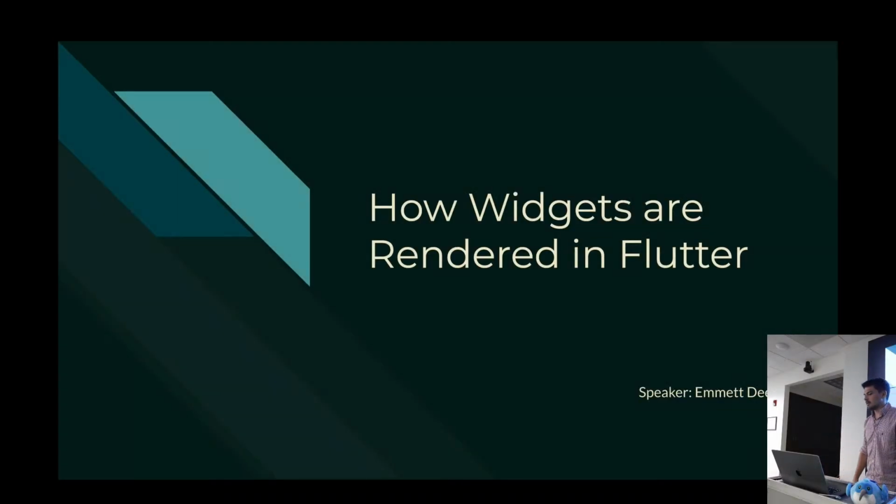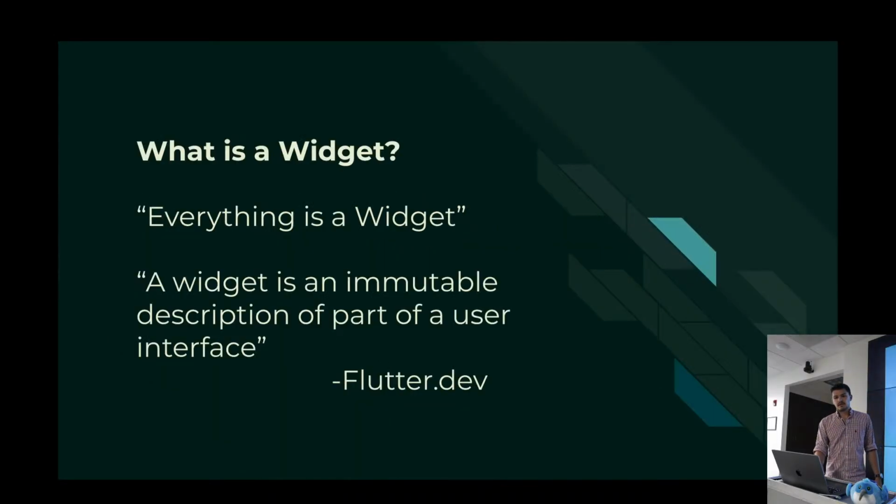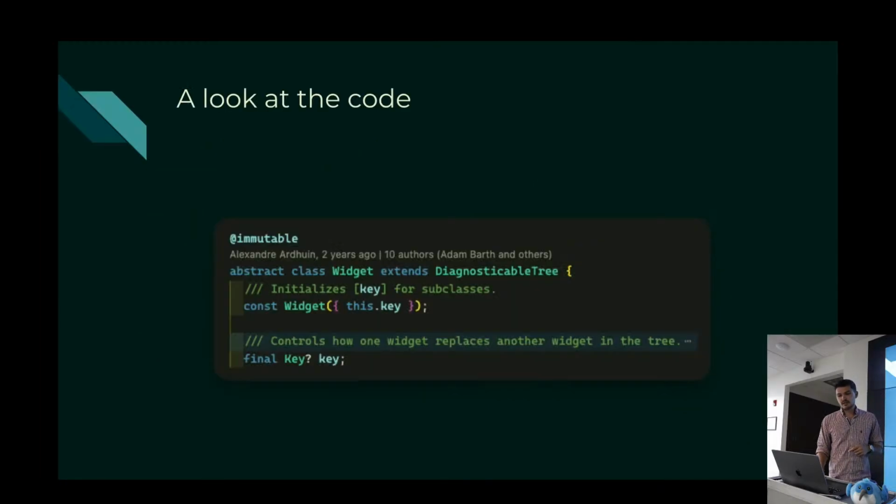Today we're going to be talking about how widgets are rendered in Flutter. So first off, what is a widget? A lot of people in Flutter, when you're getting started, will just say everything's a widget, because when you first get exposed to it, that's truly how Flutter feels. But in reality, a widget is an immutable description of part of a user interface. So let's take a look at the code.